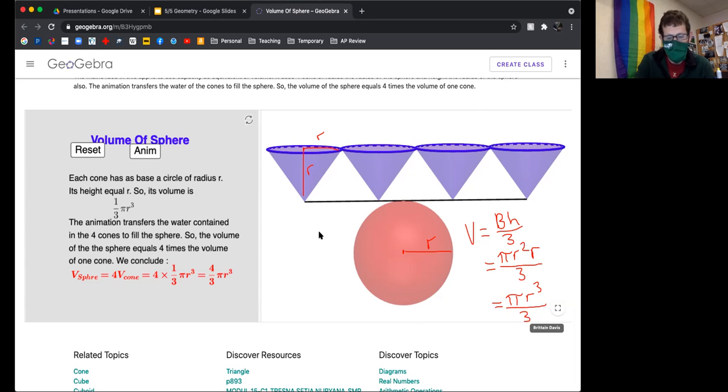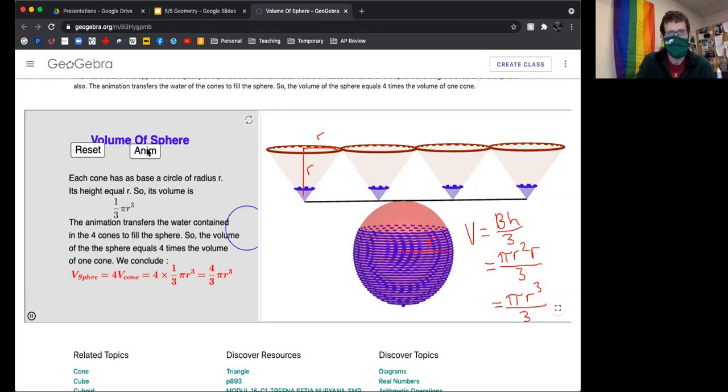Now we can see that there are 4 of these equivalent cones. And what I'm about to do with this animation, pretend that this blue color is actual water that is going to be flowing down into this black pipe and then into the sphere. So that's the idea behind this. So I will animate it. You'll see the water flow in. And the combined volume of water from these 4 cones filled up that sphere perfectly.